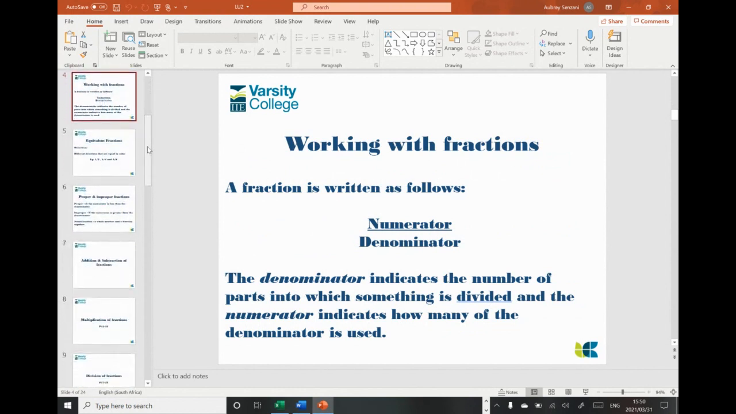Then, working with fractions. A fraction is written as follows: you have a numerator and a denominator. The numerator is the one on top, and the denominator is the one at the bottom. The denominator indicates the number of parts into which something is divided, and the numerator indicates how many of the denominator is used.